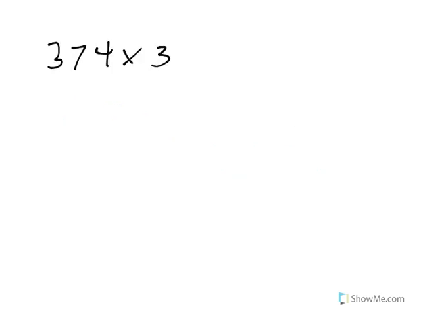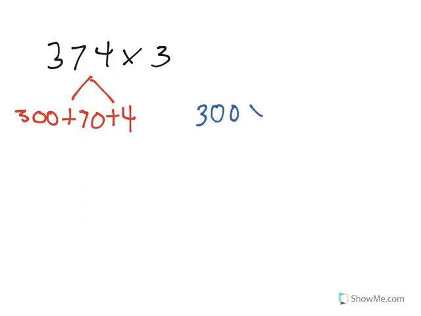Another example, if we have 374 times 3, we're going to put 374 into expanded form, so this allows us to decompose it. 300 plus 70 plus 4. So to solve this, we do 300 times 3, 70 times 3, and then 4 times 3.